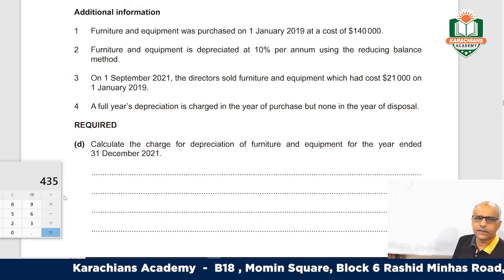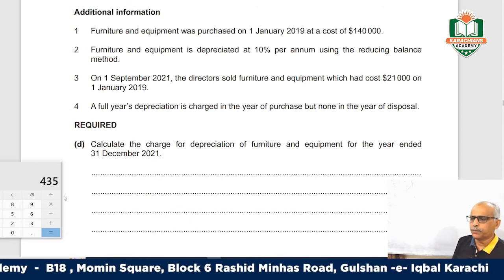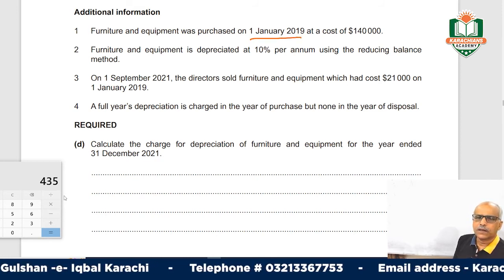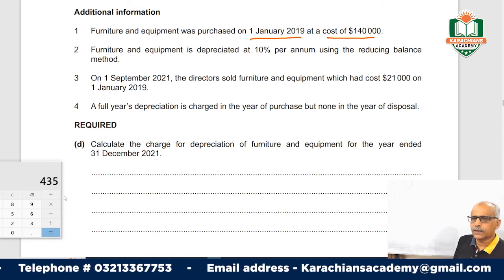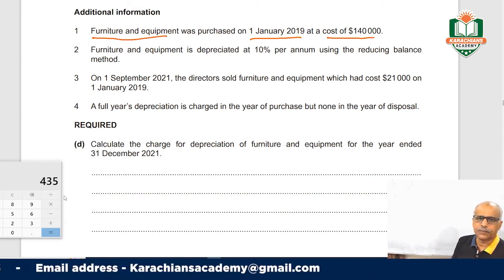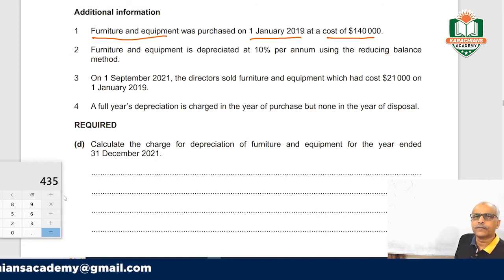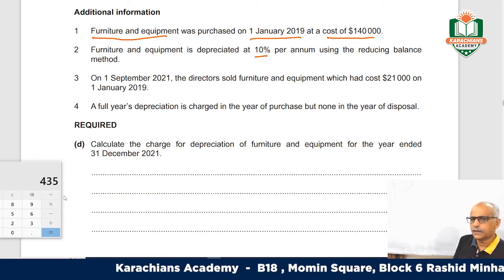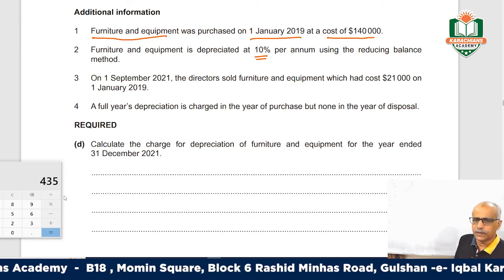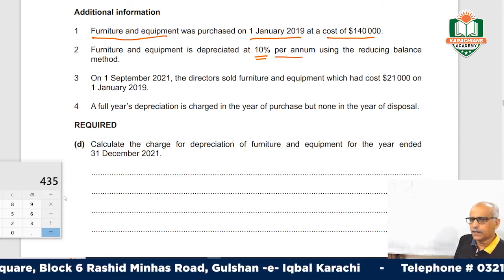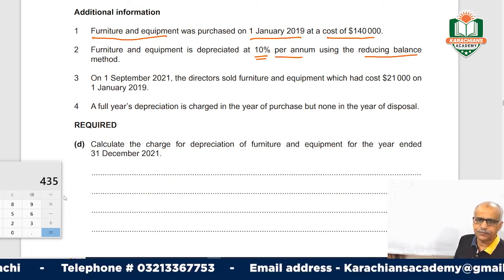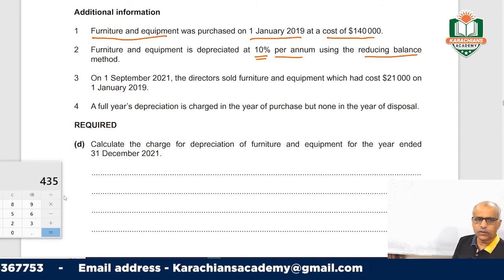Additional information is given to you. Furniture and equipment was purchased on 1st January 2019 at a cost of $140,000. Furniture and equipment is depreciated at 10% per annum, always mark this important point, using the reducing balance method.